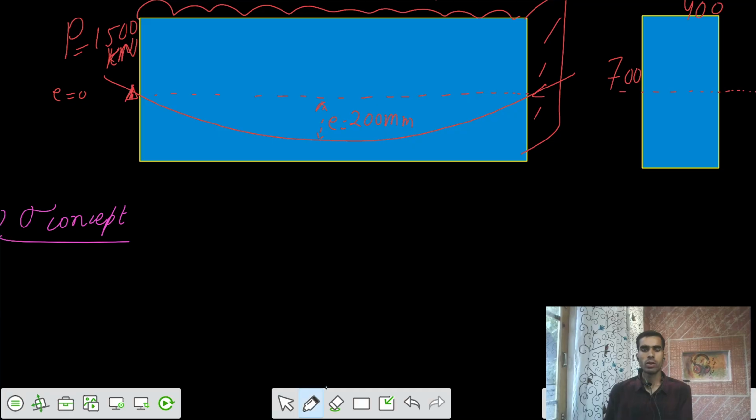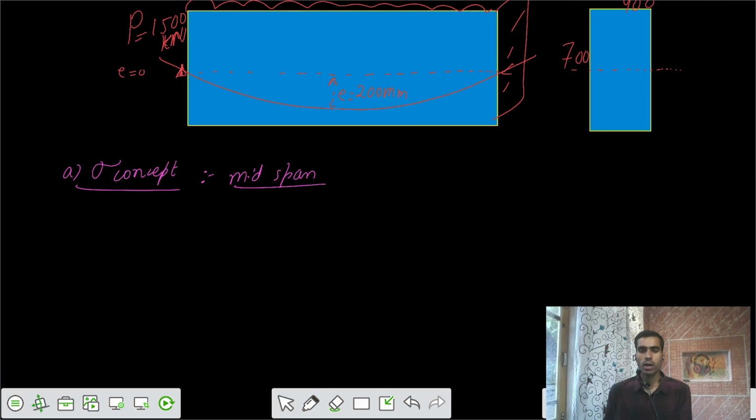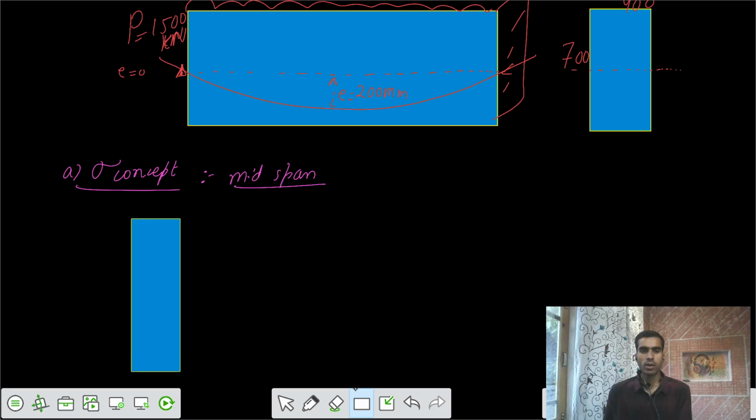Firstly, we are going to calculate the stresses at the midspan. Let's talk about the midspan section. We need to say corresponding to this section, there is some neutral axis. And what is the eccentricity of that cable at the midspan? That is equal to e, 200 millimeters. So this is your 200 millimeters.